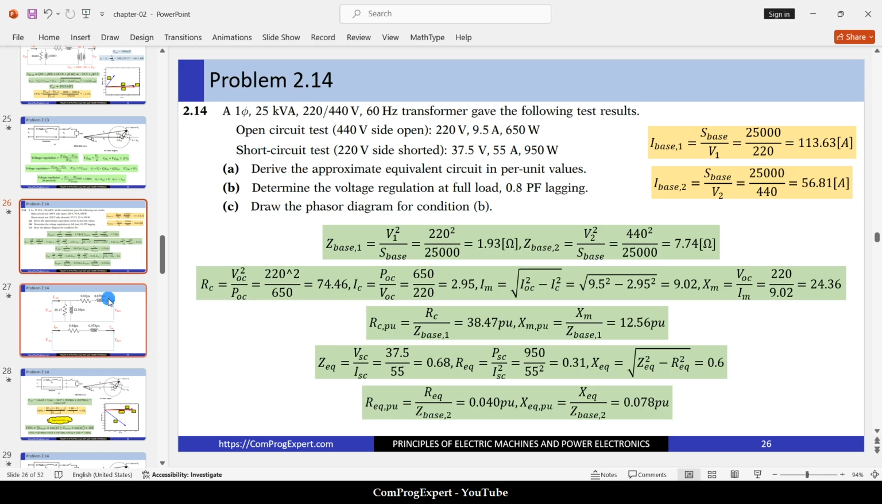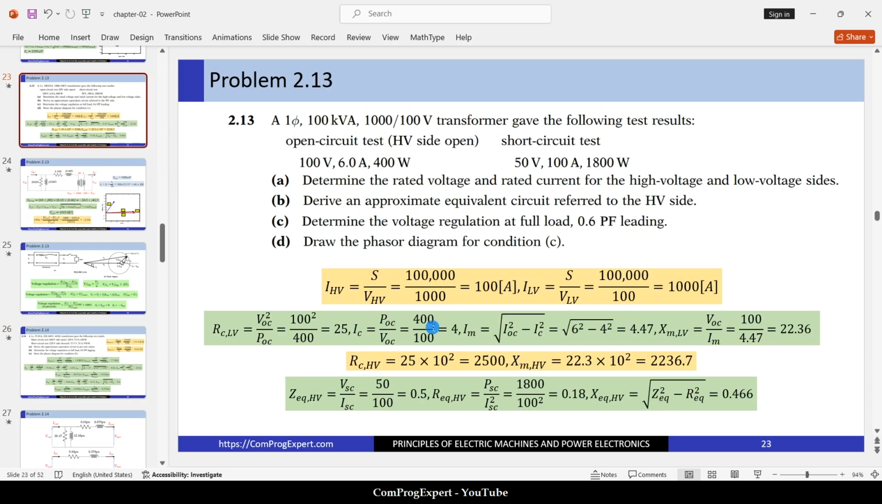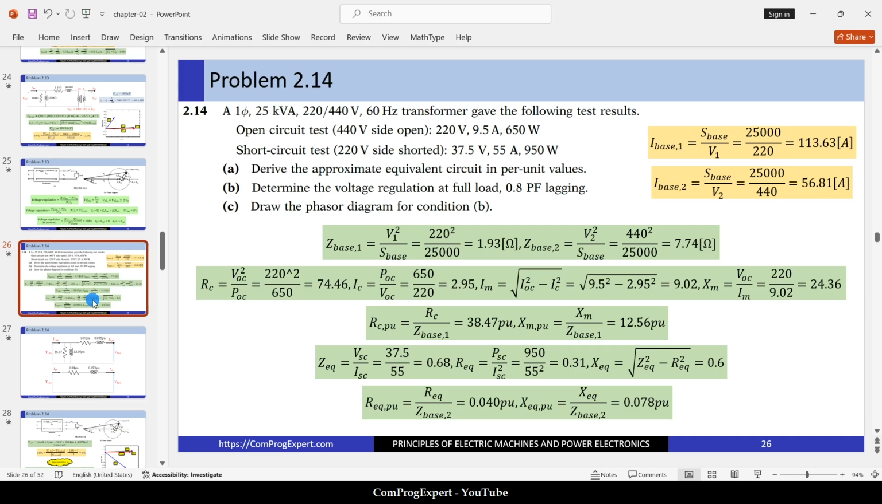Now let's calculate the quantities using the information that we have for the open circuit and short circuit test. We did similar calculations for the previous problem. So let's just repeat. The equivalent core resistance is the V open circuit to the power 2. The open circuit voltage is 220 divided by the open circuit loss. The value is 74.46. The equivalent core resistance.